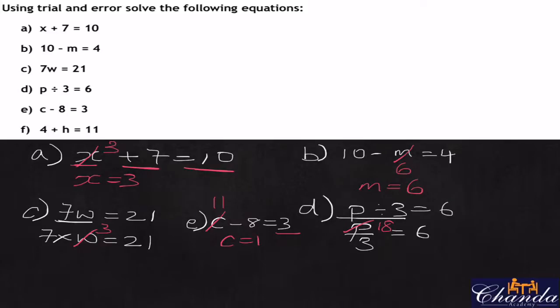And p was equal to 18 here, and w was equal to 3 here. And then finally we have the letter F, or the last question. So 4 plus h is equal to 11. 4 plus what gives us 11? That's right, 4 plus 7. So h in this case is equal to 7. Beautiful. Let's move on to the next question.